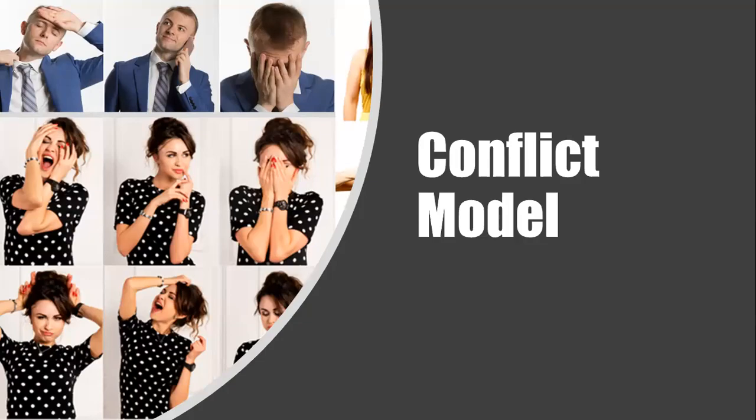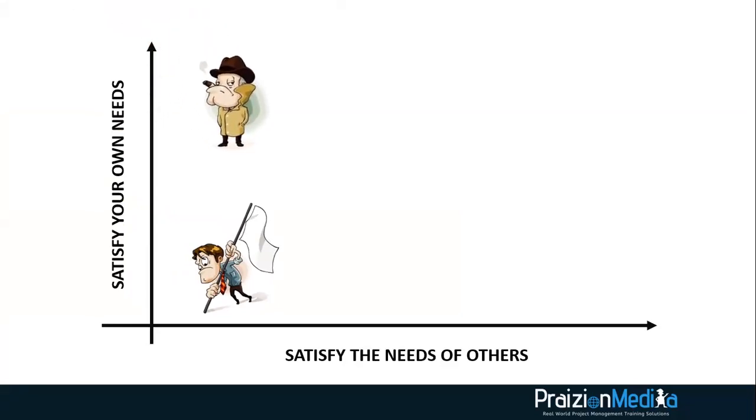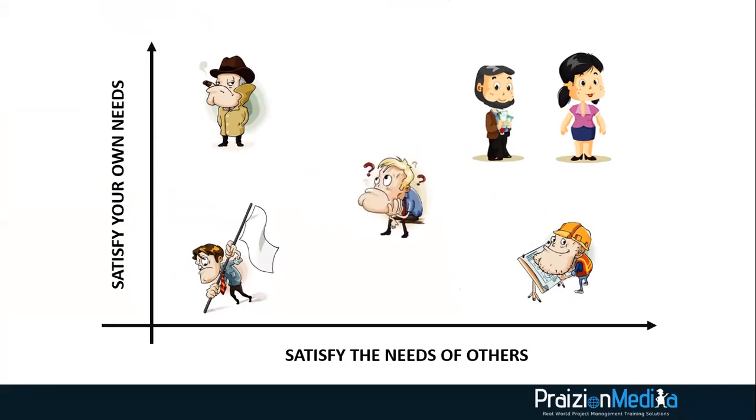So here's the idea. When you have an opportunity to resolve conflict, you could think about satisfying your own needs on a very low level or on a very high level. You could think about satisfying the needs of others at a very low level or a very high level. If you think about satisfying the needs of others, then the choices are more. But the question is, how far will you go and how much time do you have?